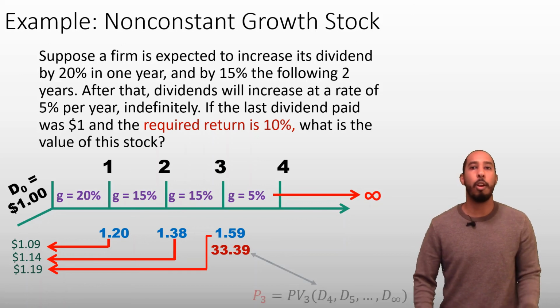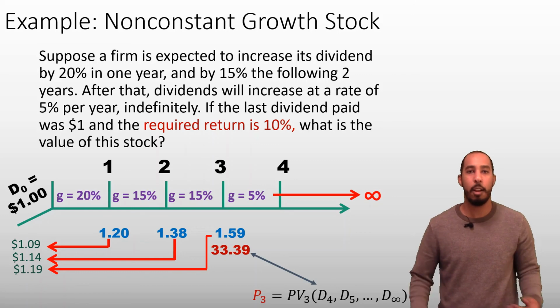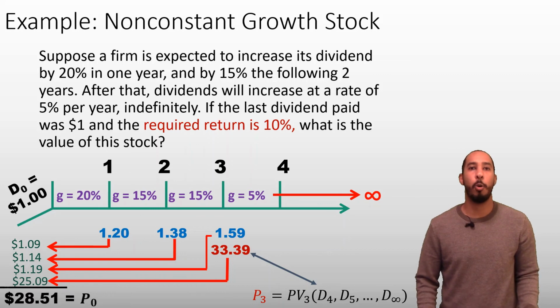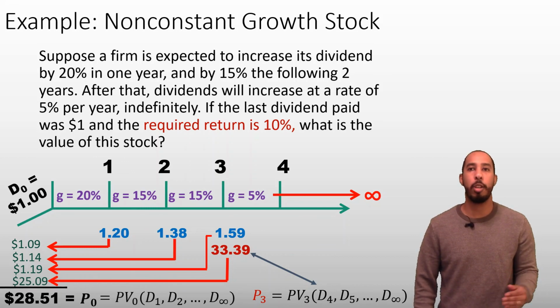Well, that 33.39 represents the value at year 3 of the dividends from year 4 to year infinity. Discounting the 33.39 back to time 0 gives us the value today of the dividends in year 4, 5, 6, all the way to infinity. And that turns out to be 25.09. Adding these values together gives us a total of 28.51. That's the value of this stock today. 28.51 is the present value today of all the future cash flows this stock is expected to pay off.